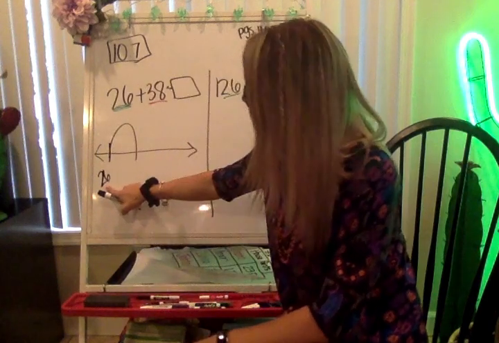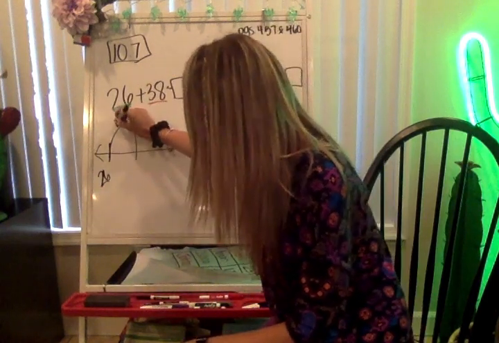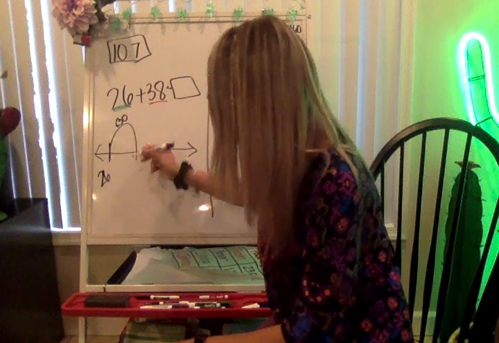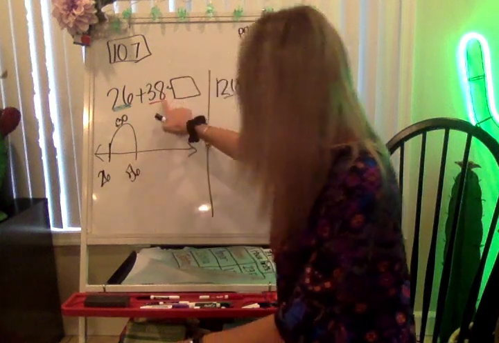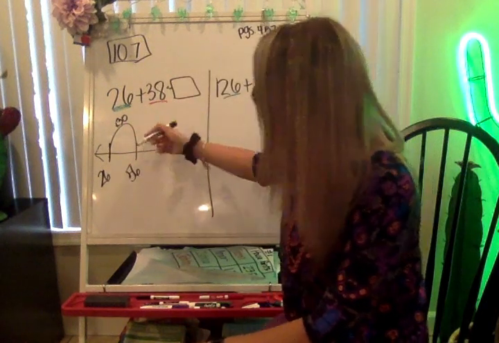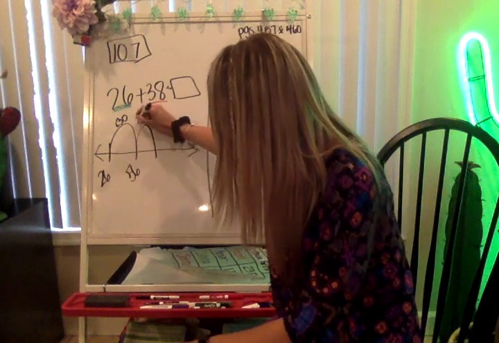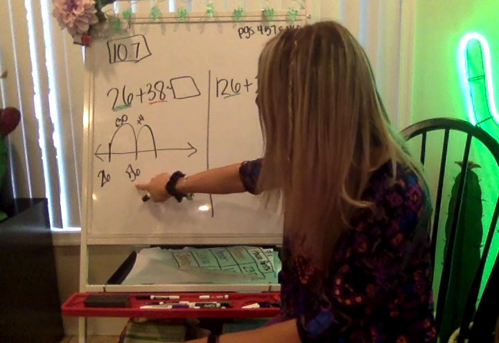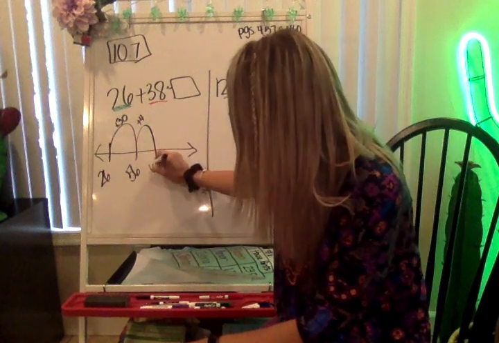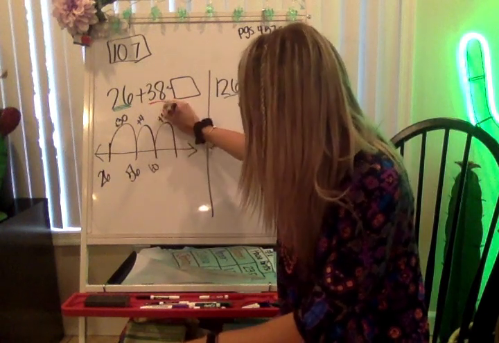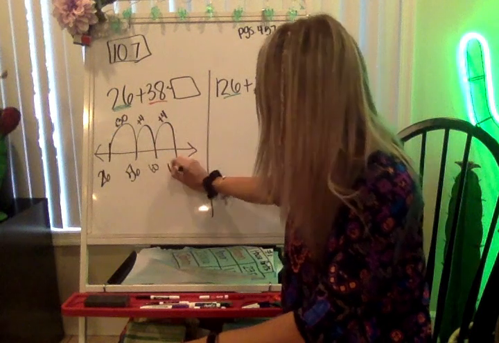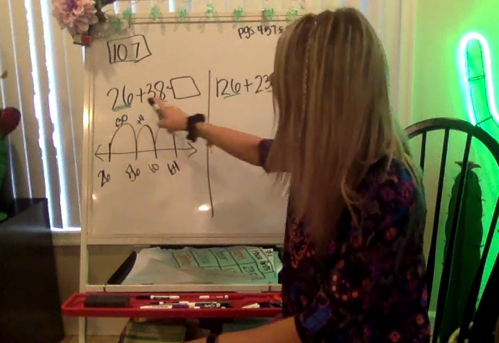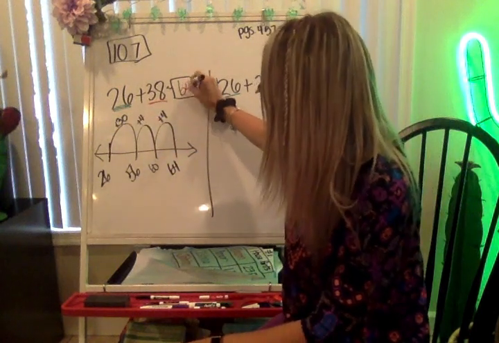So we're starting with the 26. We're going to add the 30 first. So 26 plus 30 is 56. And then we're going to add the 8. We want to break apart that 8 into 4 and 4 so that it's easy for us to add. So 56 plus 4 gets us to 60. Then we're going to add 4 again. 60 plus 4 is 64. So the sum of 26 plus 38 is 64.